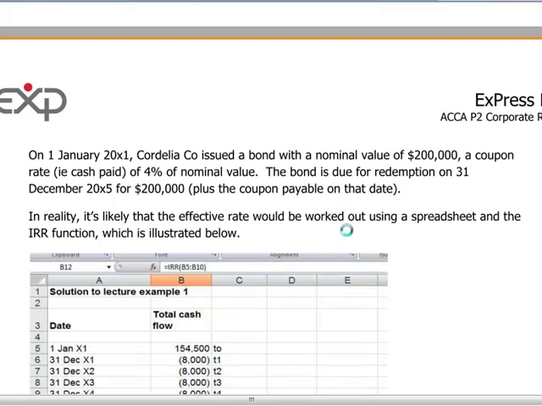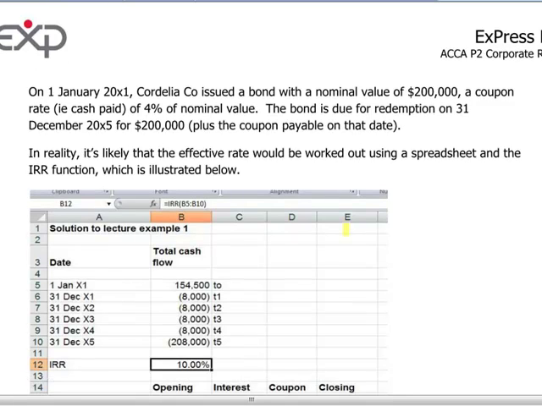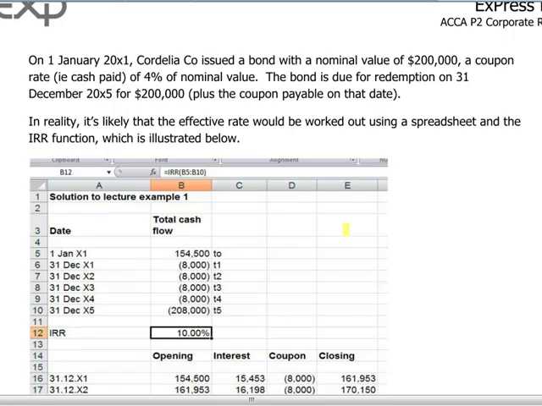So if you look at an example, we have a company, Cordelia, which on 1st of January 2001 issued a bond with a nominal value of 200,000, a coupon rate, meaning cash paid, of 4% on the nominal value. The bond is due for redemption on 31st of December 2008 at 200,000 plus the coupon payable on that date, meaning the interest for the year. In order to account for it at amortized cost, what we need is not the nominal value, but we will need the internal rate of return.